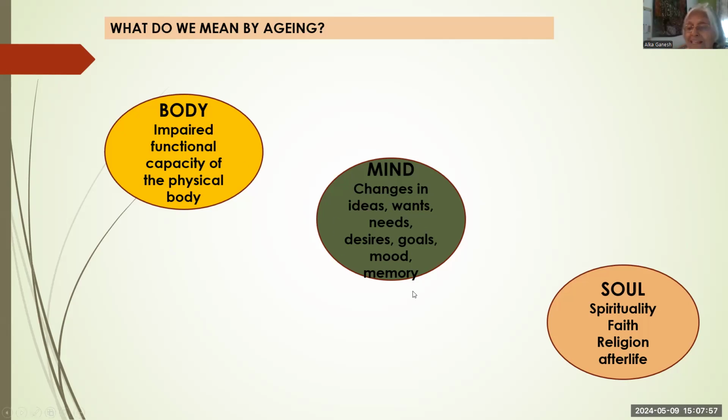So much for the body, but the mind also changes. Our ideas, the things that we want, the things that we need, they are two different things. Things that we desire. What do we really want to achieve? How do we feel in our mood? How is our memory? These are all different aspects of the mind, which also ages as we grow older. And then, of course, we would be remiss if we did not mention the soul, the spiritual aspect, faith, our thoughts about the afterlife. That is something which I don't feel I'm very able to talk about today, and let's see if we can get some inputs from all of you about it. All these different aspects of each individual change to a different degree in different people.